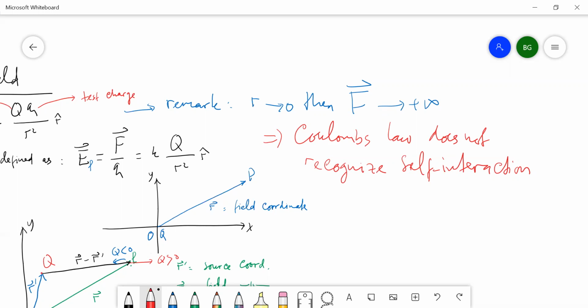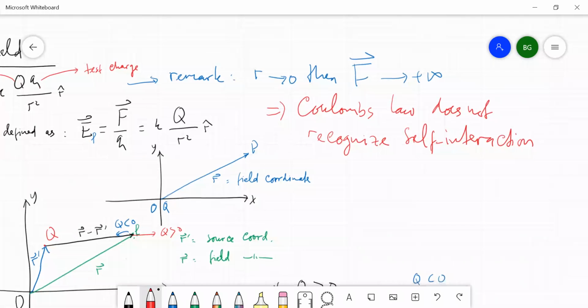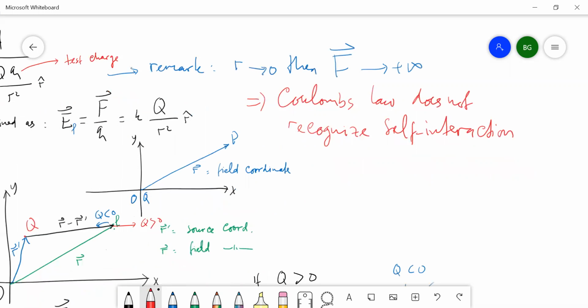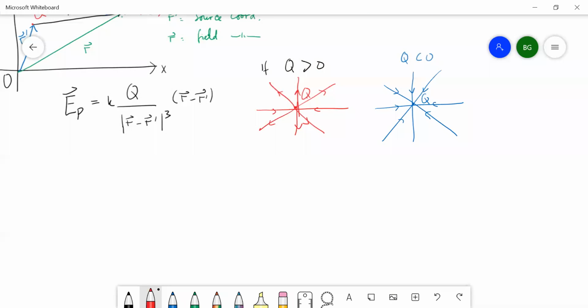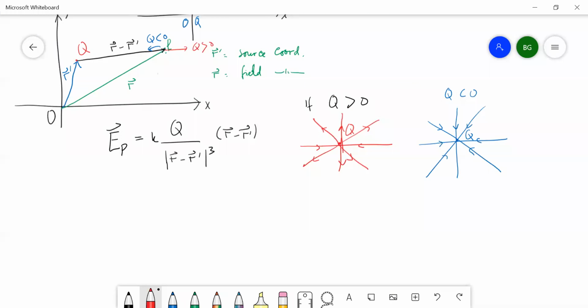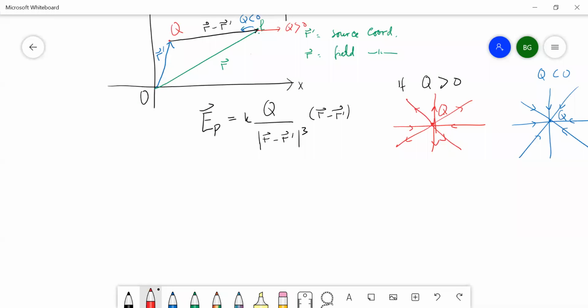Okay, that's the remark of Coulomb's law. Any questions? Okay, what about if we have more than two, for example, two source charges, two electrical charges?